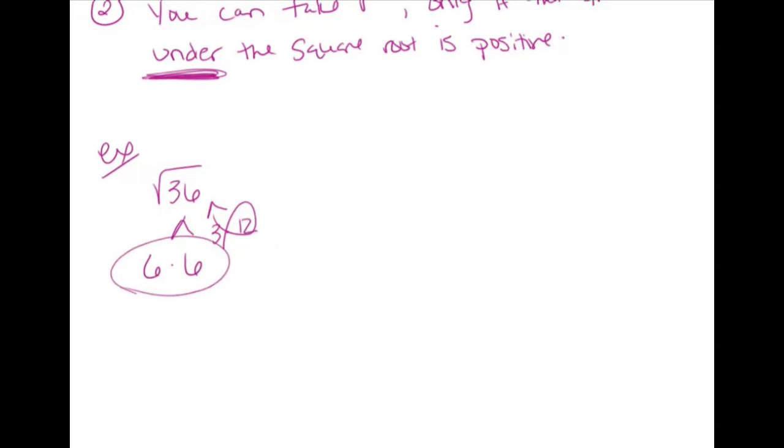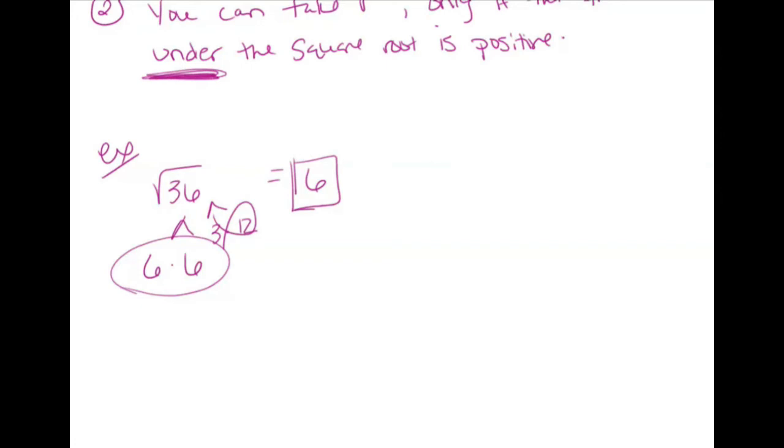Okay, that's the space that we're going to be in this section. So, of course, the number that multiplies by itself to get 36 is 6. So the square root of 36 is 6. That's the answer they're looking for. They're not looking for 6 times 6. They just want the number.